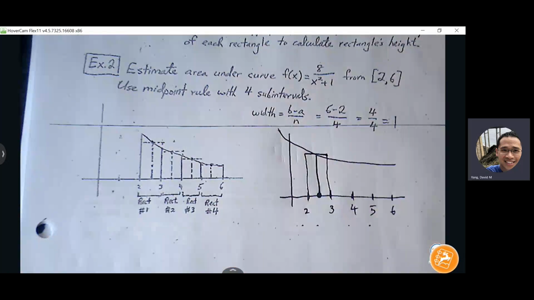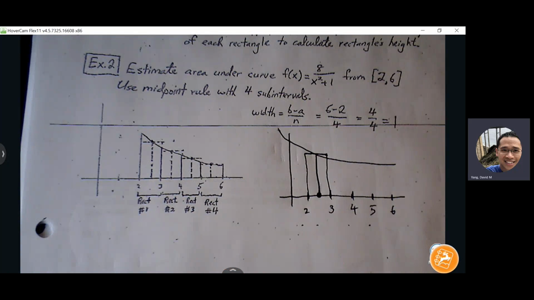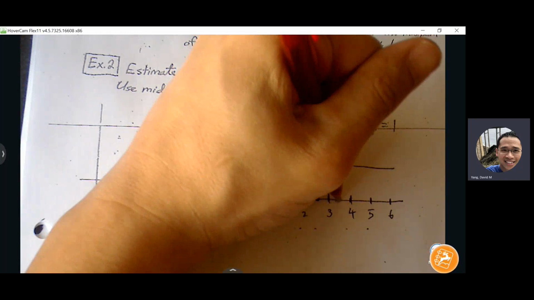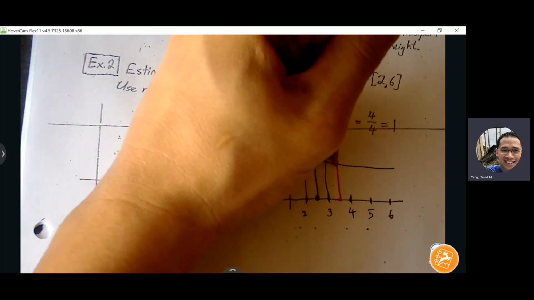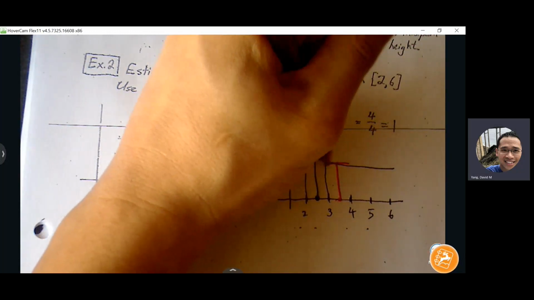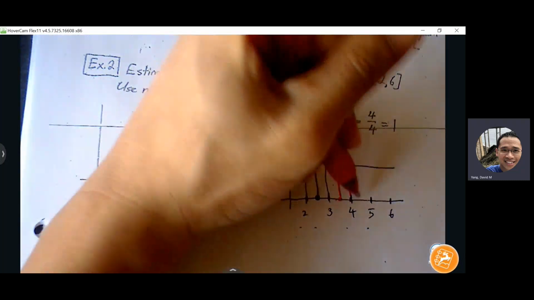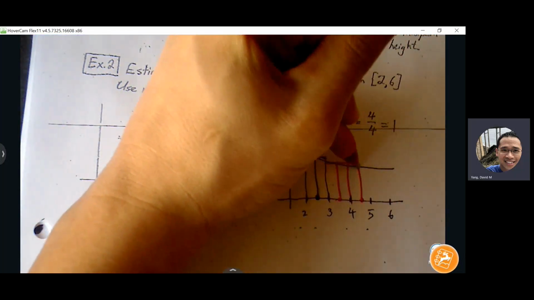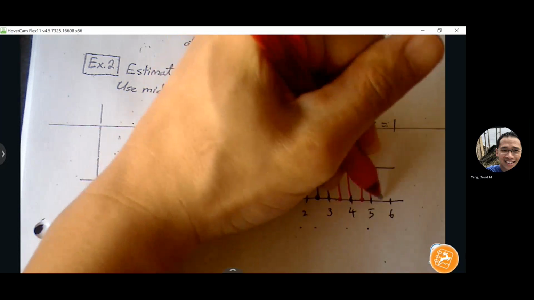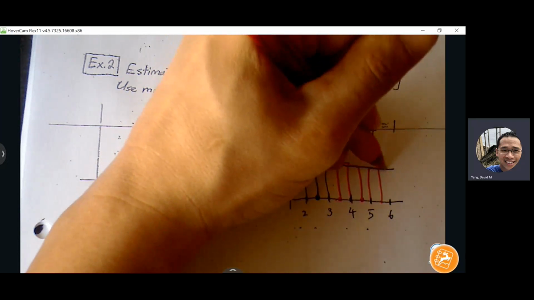Okay, between 3 and 4, we have 3.5. So I'm going to take 3.5, extend to my curve, and let that represent the height of my second subinterval. Between 4 and 5, I'll choose 4.5. Between 5 and 6, I'll choose 5.5.